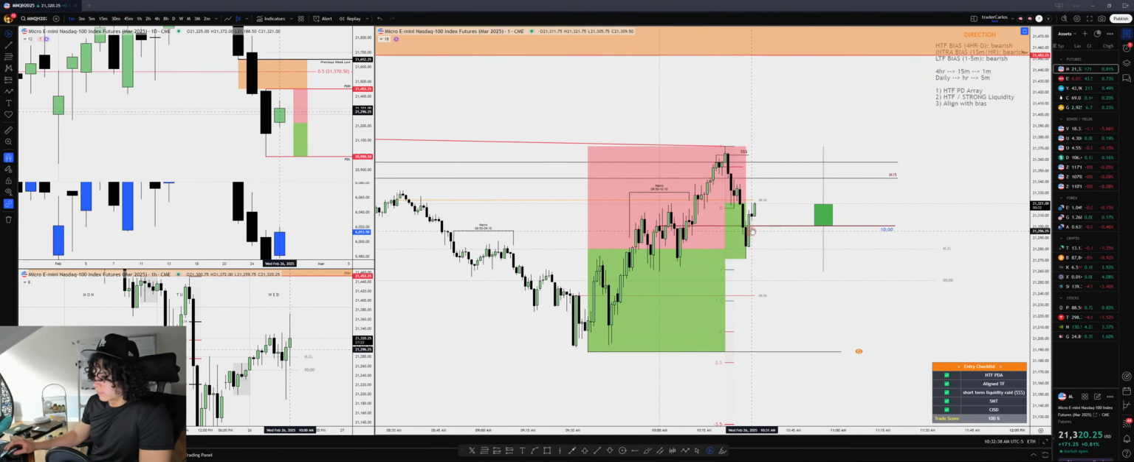So we're trading back above to premium. We do have this small little fair value gap at premium. I'm going to be paying attention to this 1 minute close.